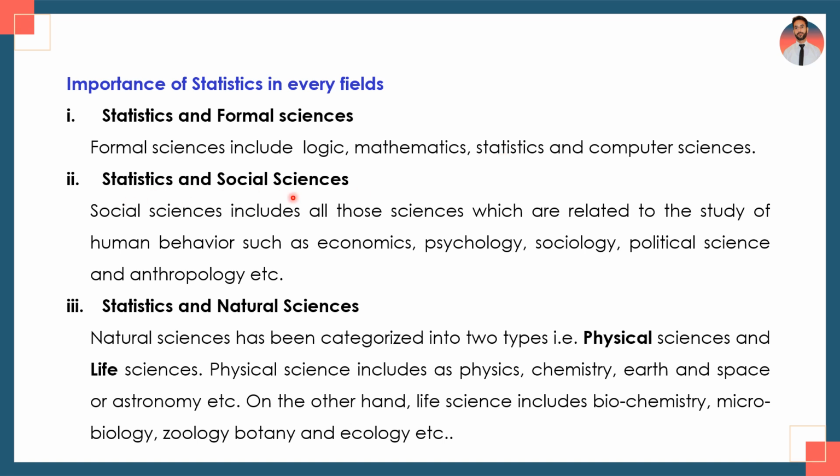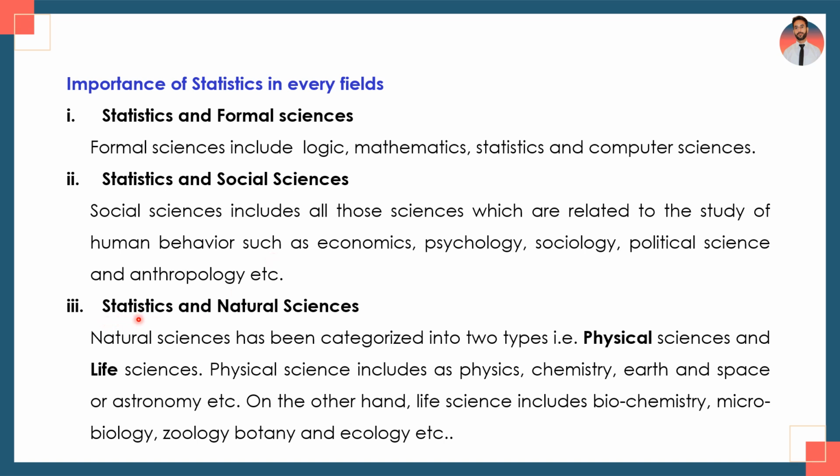The subjects of social sciences are also connected with statistics. Social sciences include all those sciences which are related to the study of human behavior such as economics, psychology, sociology, political science and anthropology. These subjects are related to the study of human behavior and also connected with statistics. In statistics, we conclude our results using statistical techniques.